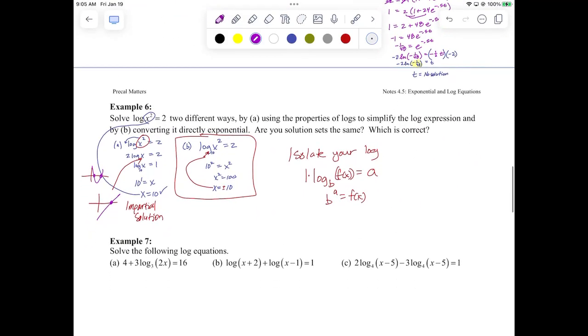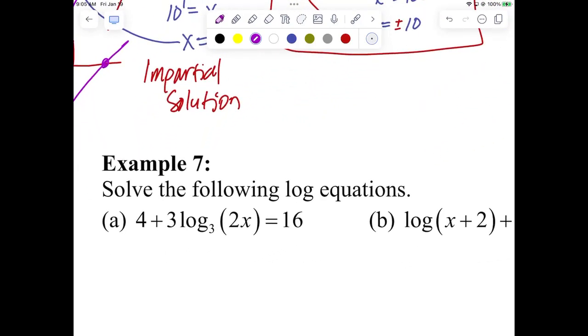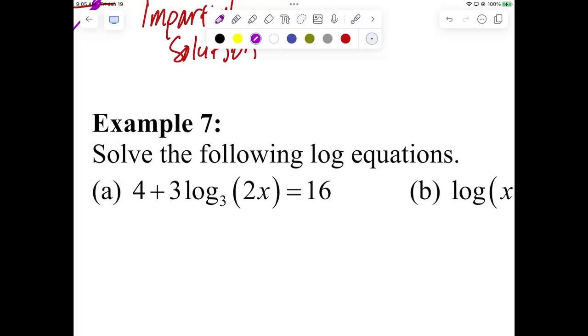All right. Let's try it out here. We're going to have some multiple log terms in these problems. Solve the following log equations. Our goal is to isolate the log. So I want to get this by itself. Think of this in algebra 1 as just being x.